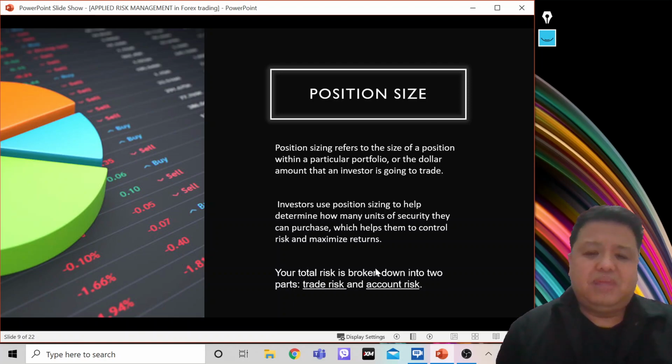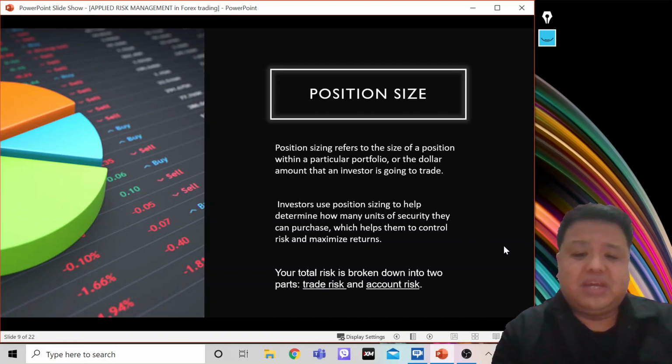So, let's talk about position size. Position sizing will refer to your size of a position within a particular portfolio. O ito yung dollar amount that your investor or a trader is going to take or i-engage mo. So, investors will use position sizing to help determine how many units of the security can they purchase. And this will help them control risk or maximize return.